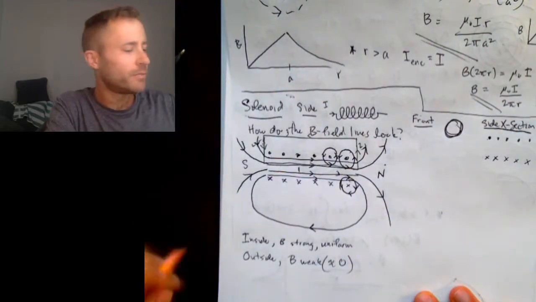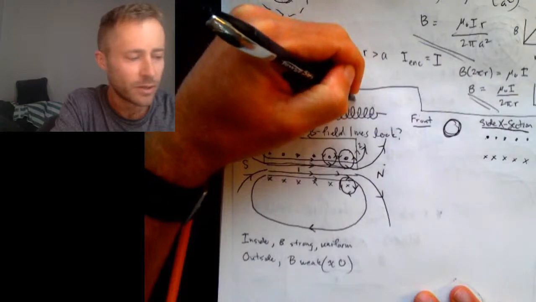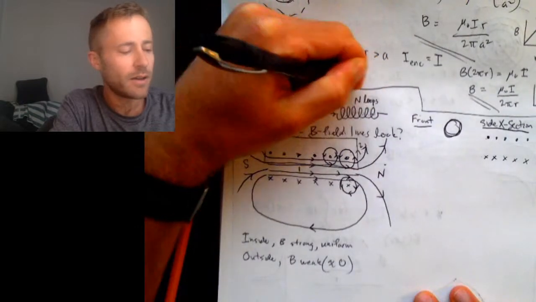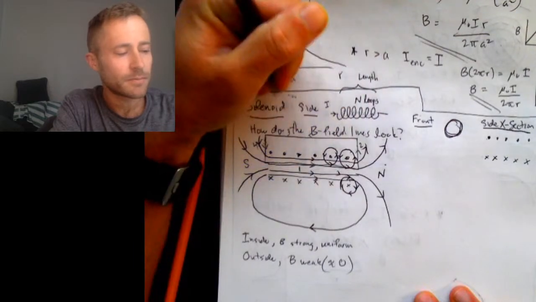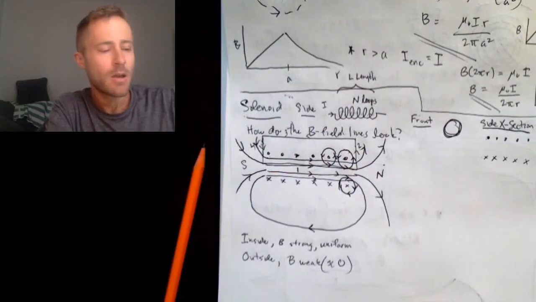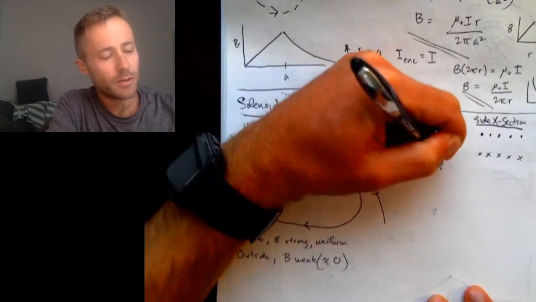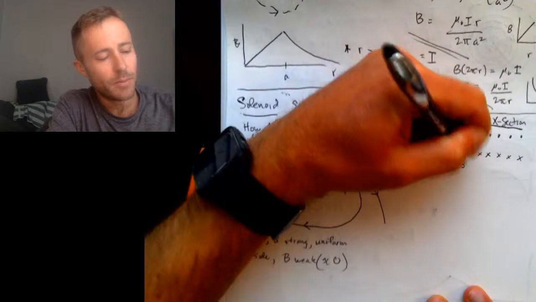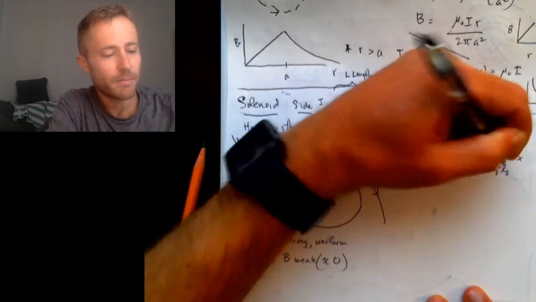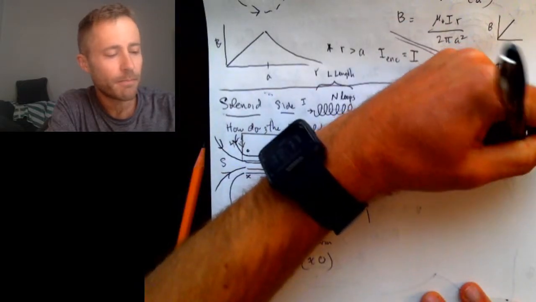And one thing I forgot to do at the beginning of this discussion of solenoids is I forgot to tell you the variables involved. So N is the number of loops that the solenoid makes, and then L is the length of the solenoid, okay? So when I do the line integral of B, it's going to be B1 dot L1 plus B2 dot L2 plus B3 dot L3 plus B4 dot L4. All right.